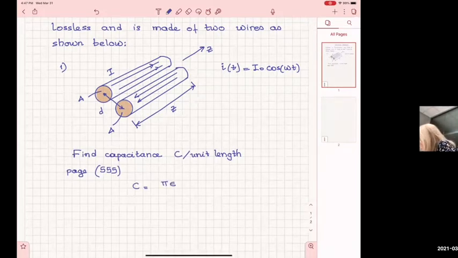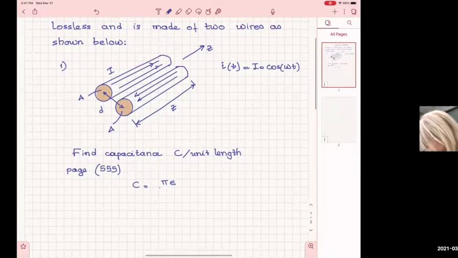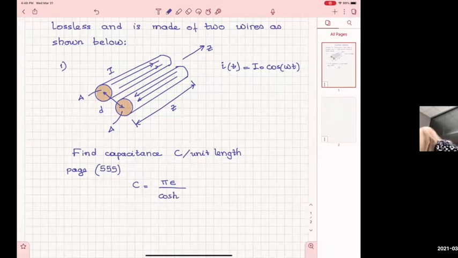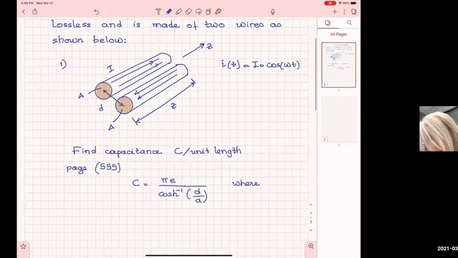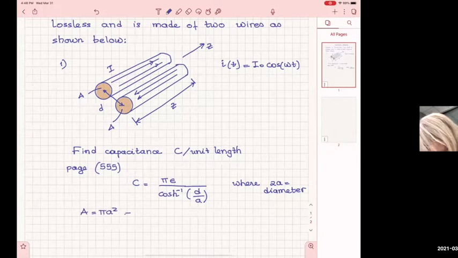That's for the medium, again assuming it's free space for us. And it's hyperbolic cosine of D over 2A, where 2A is the diameter and D is the separation. Okay, so it's hyperbolic cosine, I think inverse, of D over A, where 2A is the diameter. So practically we have the area A is pi A squared. So from here, we find that A is the square root of A over pi. So that is the first one, to find the capacitance per unit length.